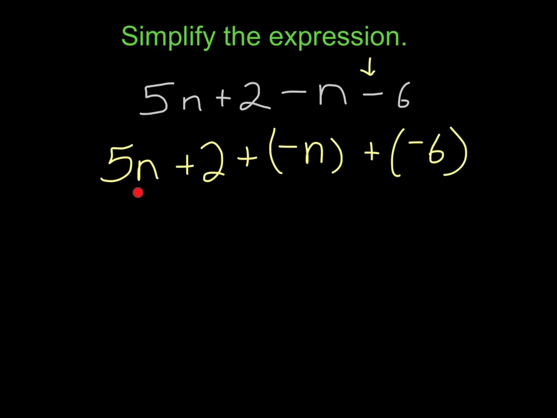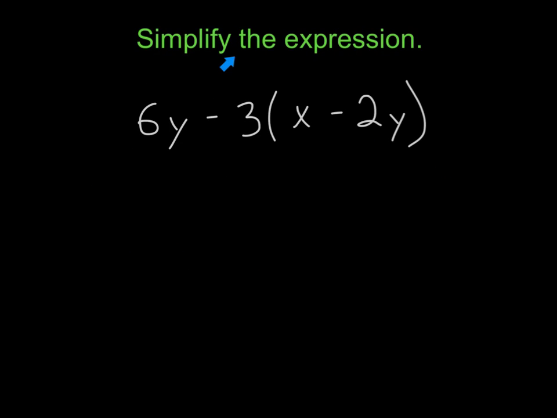So now I've got 5n here and I have negative n here. So I have 5n minus n. That's going to give me 4n. So I'll put that here, 4n. Okay, that takes care of that, and it takes care of that. Now I have 2 here, and I have negative 6 here. So 2 plus a negative 6 would give me negative 4. I can't simplify it down further, so that would be my final answer.